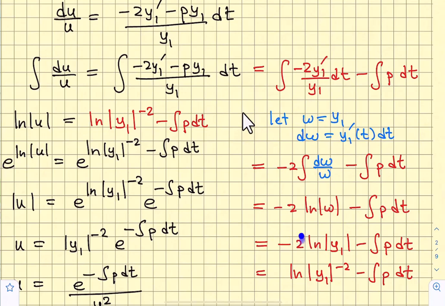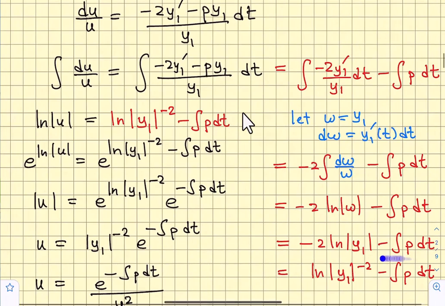And now using a little property of logs that a ln of b is ln of b to the a, then we have this as ln of absolute y1 to the minus 2 minus the antiderivative of p dt. So now let's just copy and paste this, which is just the antiderivative of this. Let's put this in here. And let's keep our eye on the prize. We want to know what u is. So we want to unravel this absolute value of u from inside this natural log.